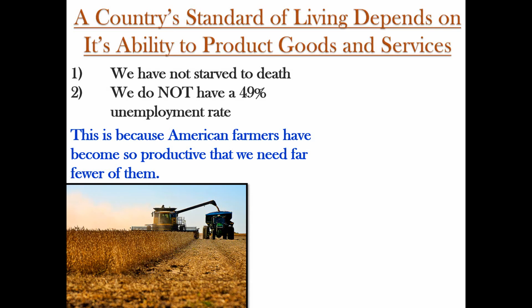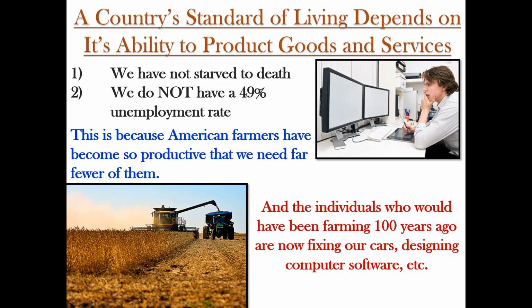But then you might ask, okay, but what happened to all those people who used to be farming? New technology has put some of those farm hands out of work and so on and so forth. Well, one key fact is that we don't have a 49% unemployment rate, which means all of those former farmers are not unemployed. Well, what are they doing? They're doing all kinds of things. Those individuals that would have been farming 100 years ago are now fixing our cars, which didn't necessarily exist 100 years ago. They're designing our computer software. They're doing a whole lot of things. They're doing jobs that wouldn't have even existed 100 years ago if it hadn't been for economic growth.